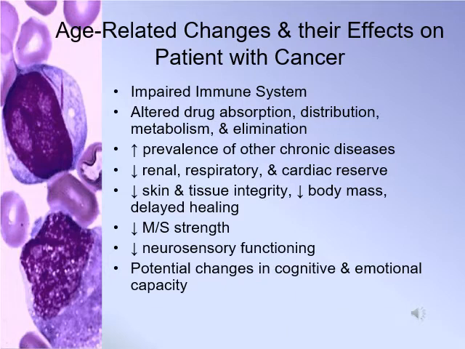Again, the changes in cognitive and emotional capacity. Do they have dementia? Do they have forgetfulness or other cognitive impairment? And then, it is realistic that they can get some of what they call chemo brain, where they have just a change in their cognitive function and thinking process, even in a patient without dementia. So these are things to think about.